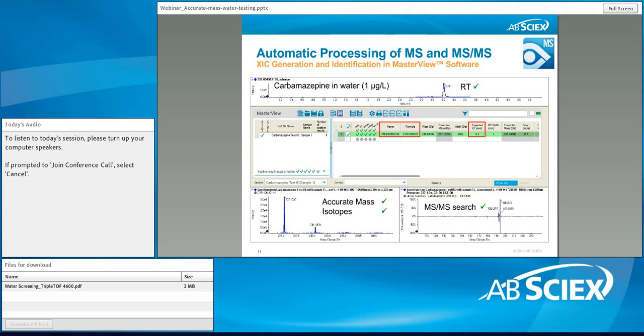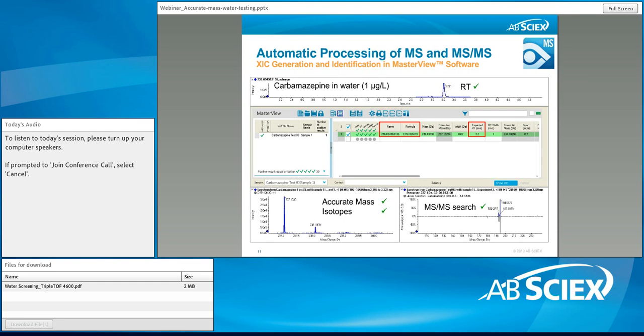And of course, this data processing can be done in software. You don't have to type in these numbers manually all the time. Here is a screenshot of our MasterView software, which we can use to quickly screen and identify a large list of target compounds like carbamazepine in water, for instance.